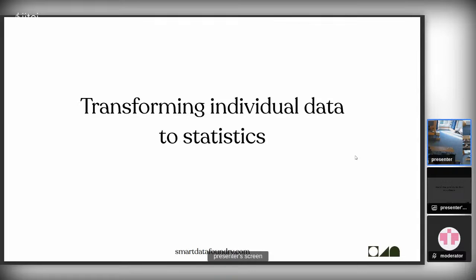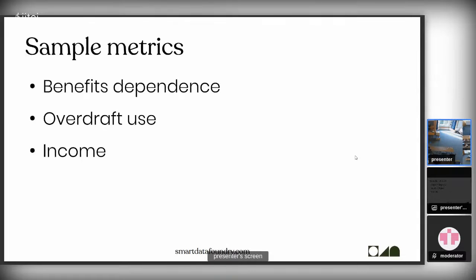I keep expecting the arrow keys to move me on, but we'll get there. So some of the sample metrics, have we lost the screen? Oh, no, we're back. Fantastic.